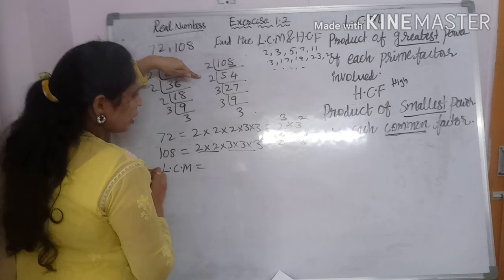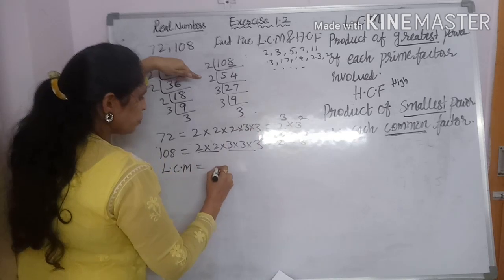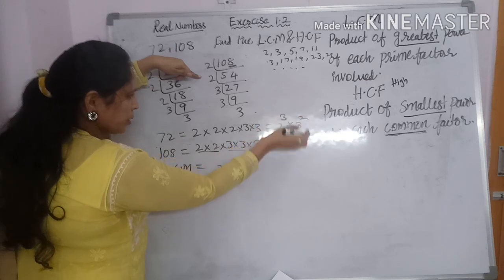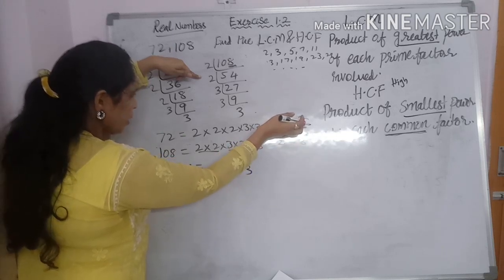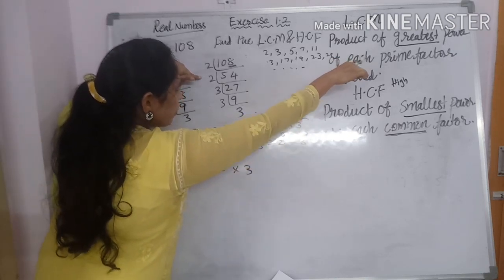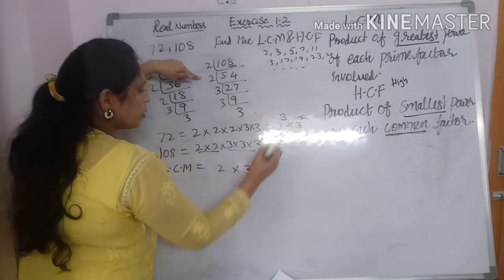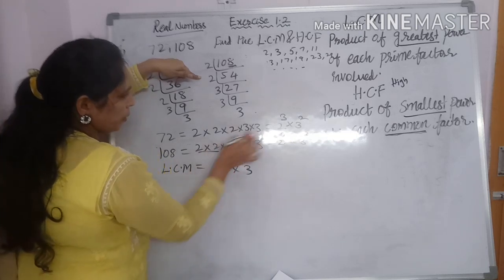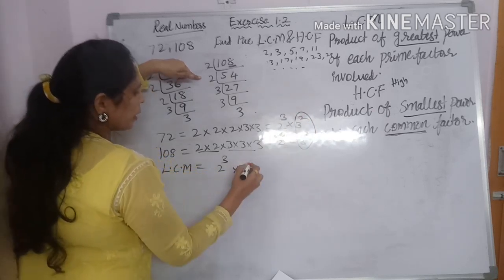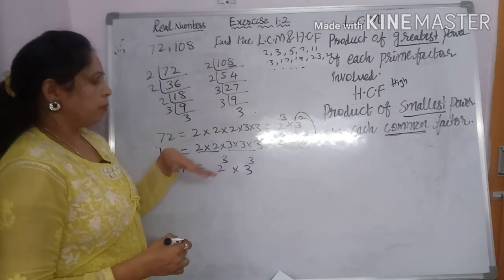LCM. What is our condition? LCM involves all prime factors, 2 and 3. In this we have 2 and 3, in this also 2 and 3. What is our condition? Greatest power of each prime factor. Which one is the greatest, 2 cube or 2 square? 2 cube is the greatest, so we take 2 cube. Then among the powers of 3, which one is greatest? 3 cube. So the LCM is 2 cube into 3 cube.